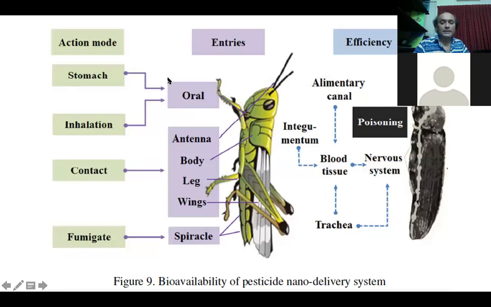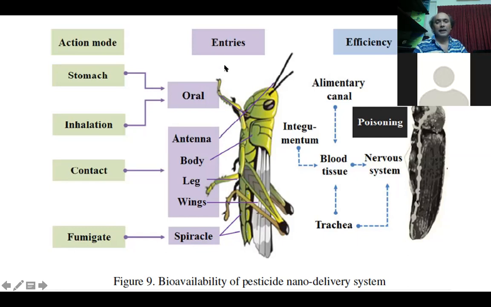Let me show you some more detail about the bioavailability of pesticide nano delivery systems. For example, there are several modes of action of a pesticide. For example, stomach poison, or some are inhaled by the insect, oral and inhalation. In that case, if the droplet is small, then in both cases it is taken up by the insect at a higher amount. In case of contact, for example, antenna, if it is targeted at the antenna or body or leg or wing or spiracle, in case of fumigants.